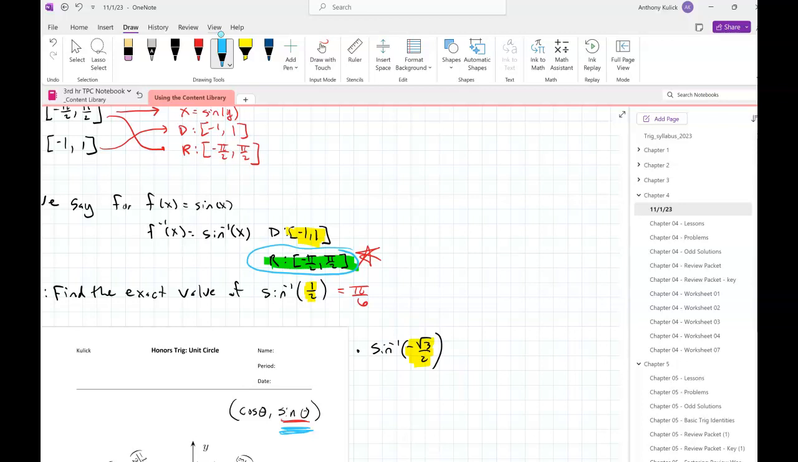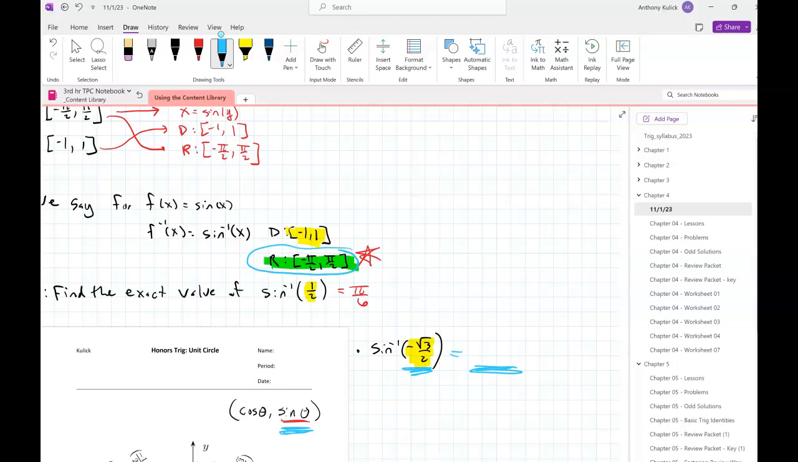Is it always the range I'm looking for? Not the domain. So the domain we use to check the input, the number inside. The range we're going to use to check the output, what it equals. Okay? Is that all right? I got it.